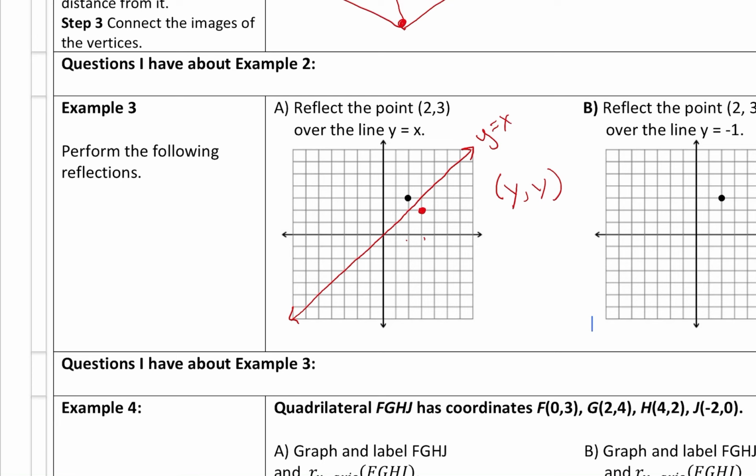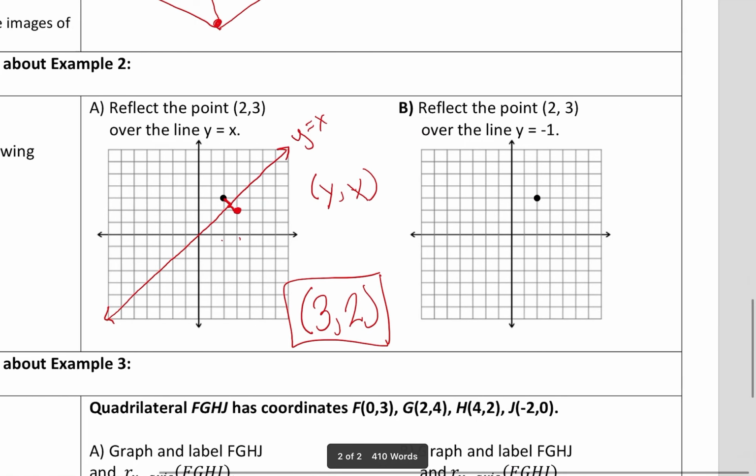The other way you can do this is to count diagonally to the line. I've got half a box here, so I'm going to have half a box on the other side in the opposite direction. So my answer here is the coordinate 3, 2. And we do want to include the graph as part of that.